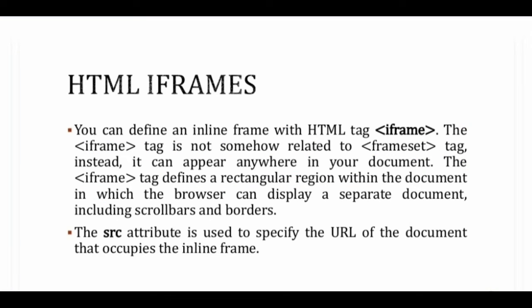Another way we can say is to define a frame and an inline frame with an HTML tag. The iframe tag is not related to the frameset tag. Instead, it can appear anywhere in your document. The iframe tag defines a rectangular region within the document in which the browser can display a separate document, including scroll bars and borders. The src attribute is used to specify the URL of the document that occupies the inline frame. Iframe means we use it for an inline frame.